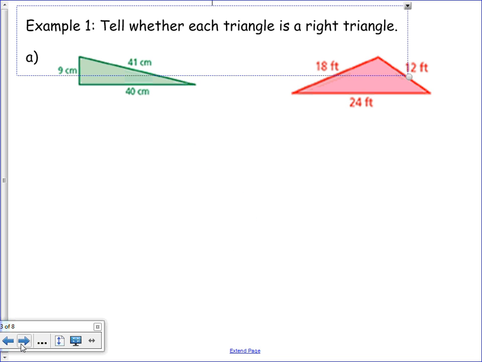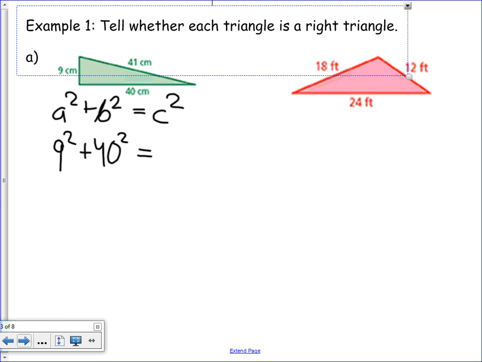So here's our first example. Tell whether each triangle is a right triangle. Here we're going to start out with the Pythagorean theorem: a squared plus b squared equals c squared. Then you replace the variables a, b, and c because we know them. So a will be equal to 9, b will be 40, and c is going to be 41.